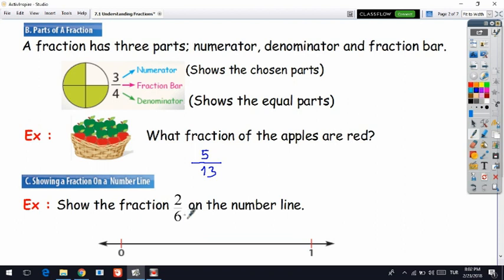Now we are working on it. First of all, let's look at the denominator. The denominator says the number of equal parts. So how many equal parts do you have? Must be 6 equal parts. First of all, 1, 2, 3, 4, 5, and 6. I divide it into 6 equal parts. After that, let's look at how many chosen parts you have. That is 2. First I am coming here. First 1, this is the first chosen part. This is also the second part. So here we call the fraction 2 over 6.